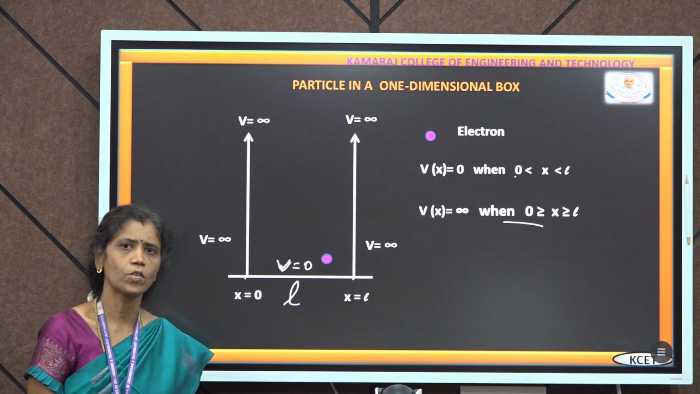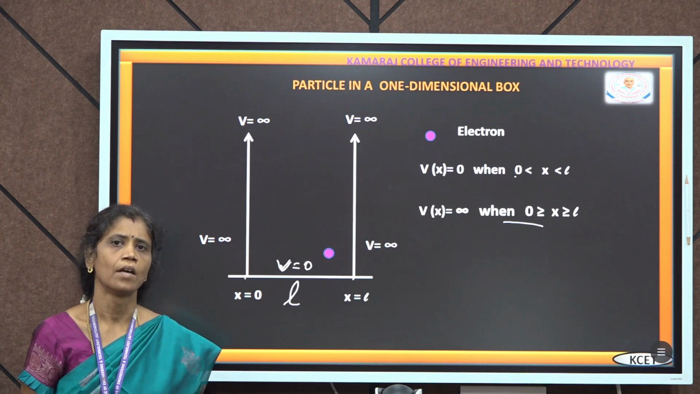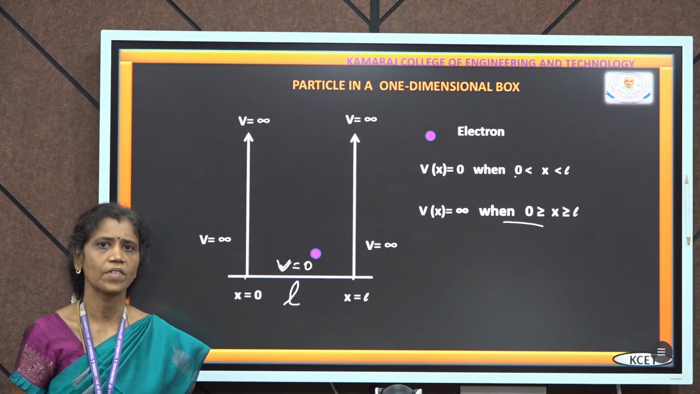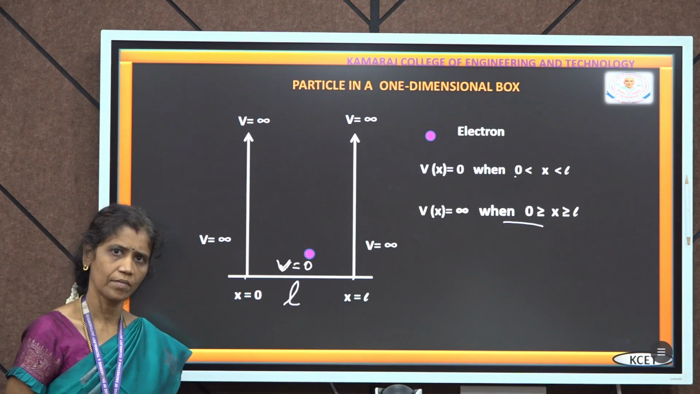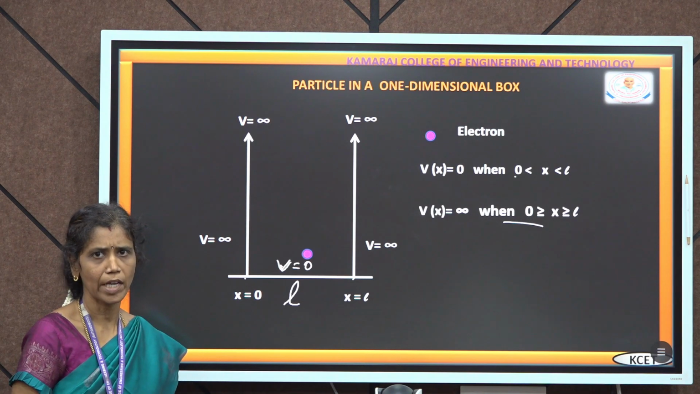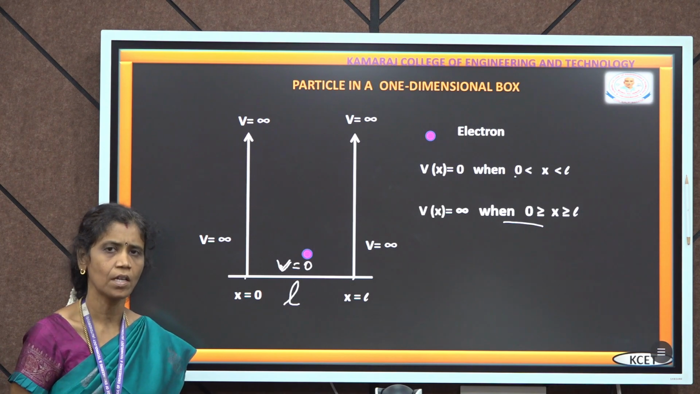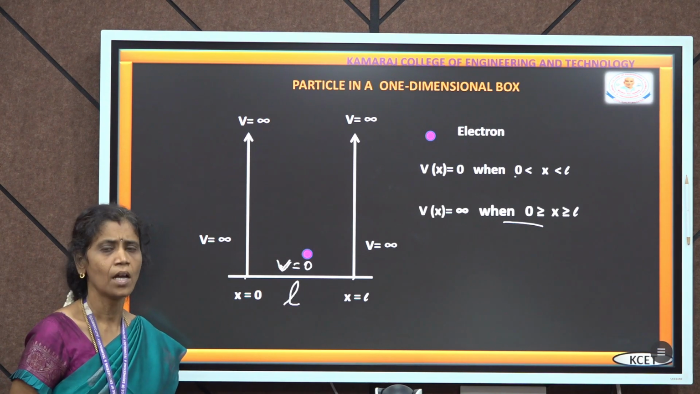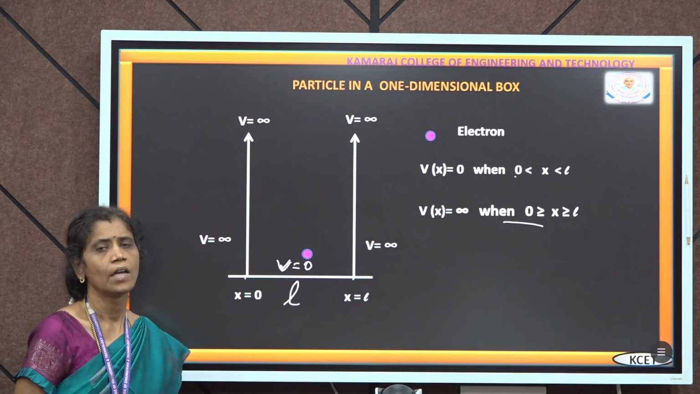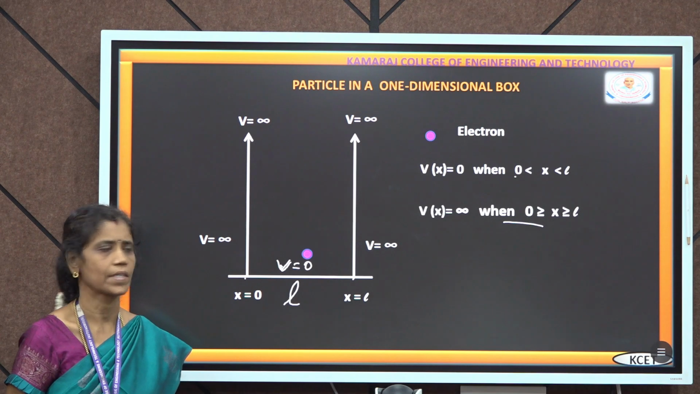Now we have to apply these conditions in the Schroedinger one-dimensional wave equation. Already we have discussed that the particle in a one-dimensional box is one of the applications of the Schroedinger wave equation, so we are applying these conditions in the Schroedinger one-dimensional time independent wave equation.